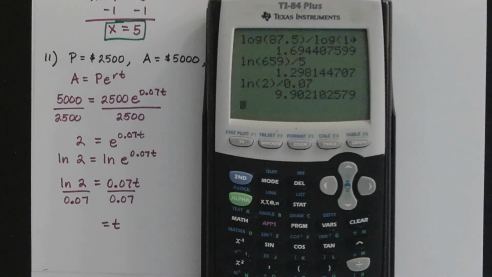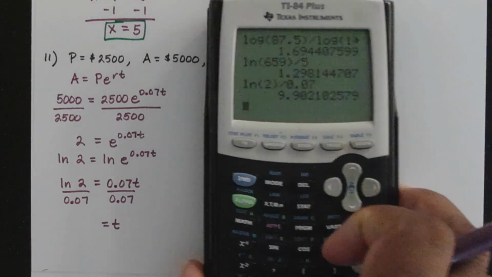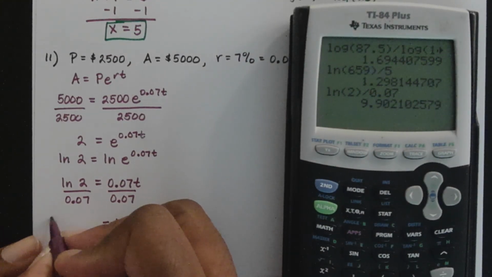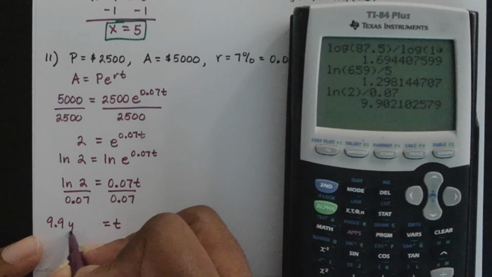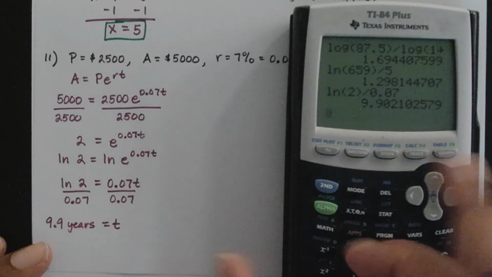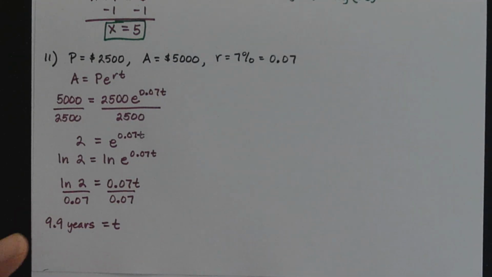Now we're going to round to one decimal place. So what would the value of t be? 9.9. And keep in mind, the time in this case is in years. So to answer the question, it would take approximately 9.9 years for a $2,500 investment to reach $5,000 at 7% compounded continuously. Are there any questions about problem number 11?